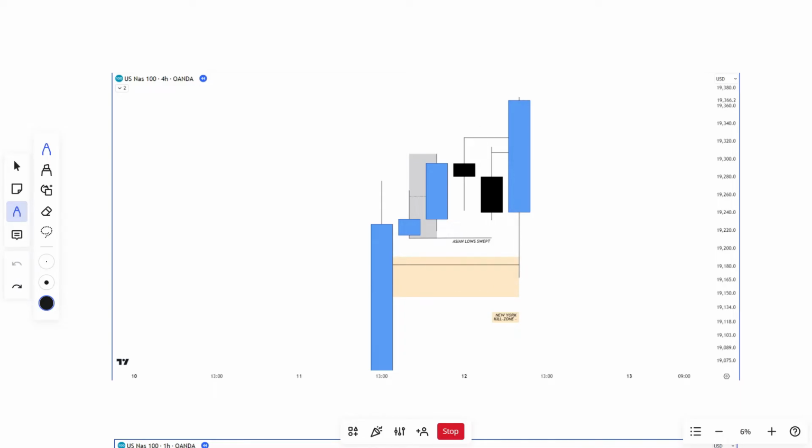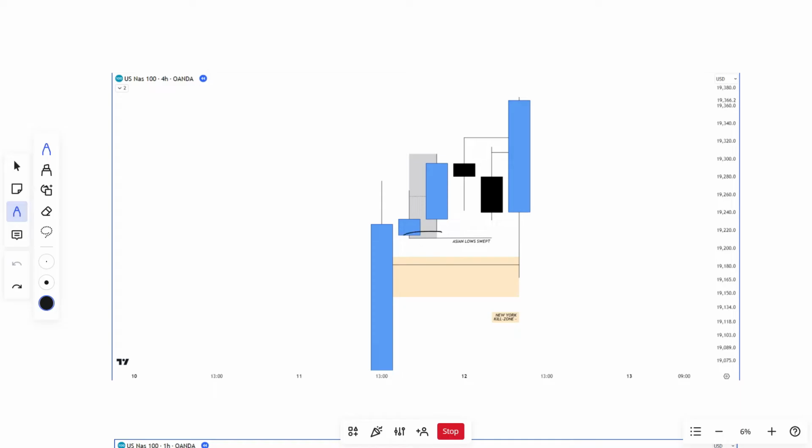This is what we call our continuation pattern right here, where we go from internal range to now pushing higher to now go to external range. So we go from internal range to now go to external range. This is what we call our continuation pattern. So this right here is our 4-hour bias.